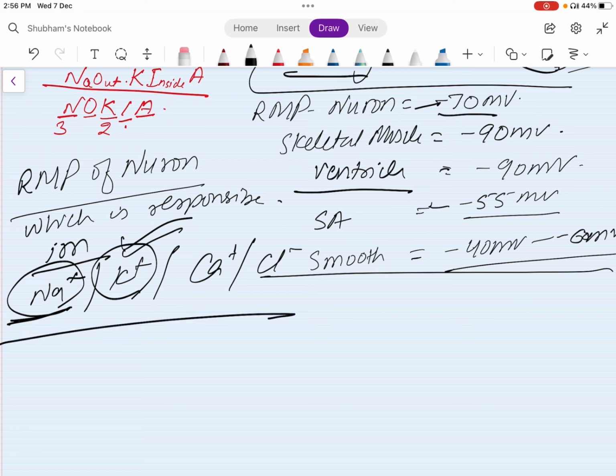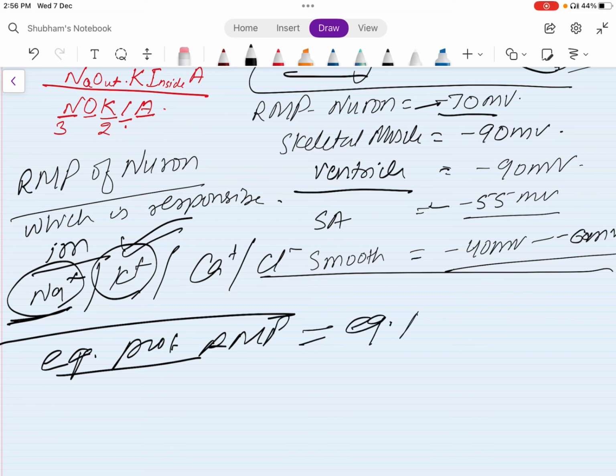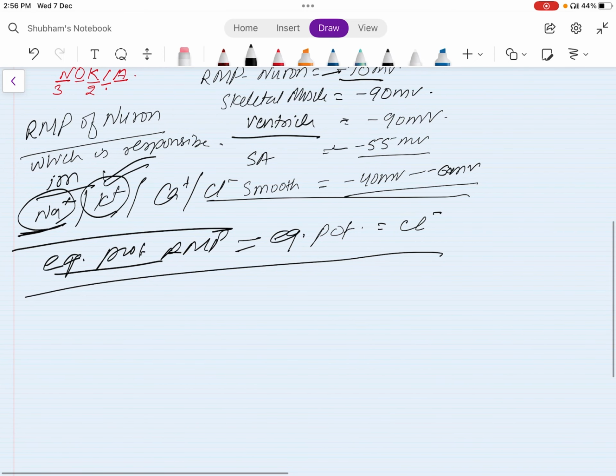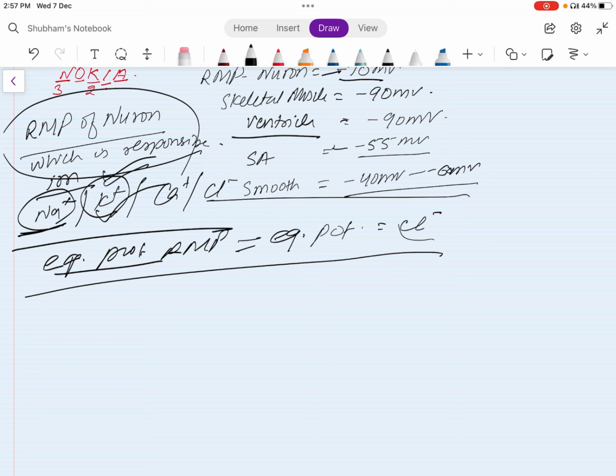If they ask you equilibrium potential, the RMP of your neuron is equal to the equilibrium potential of which ion? It's potassium. These are two of the most complicated and most asked questions. Who is responsible for RMP? Potassium. Which enzyme? Sodium potassium ATPase. The RMP of a neuron is equal to the potential of which ion? Potassium ion, with a potential of around minus 70 millivolt.